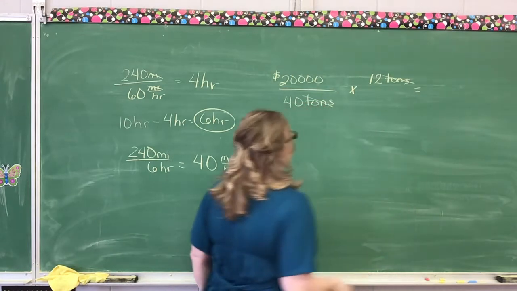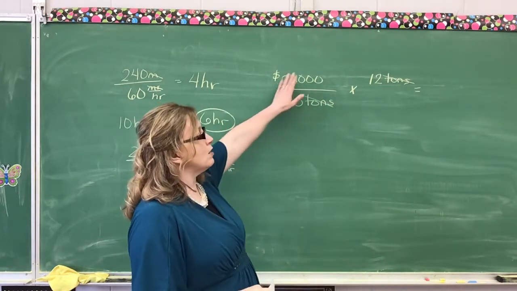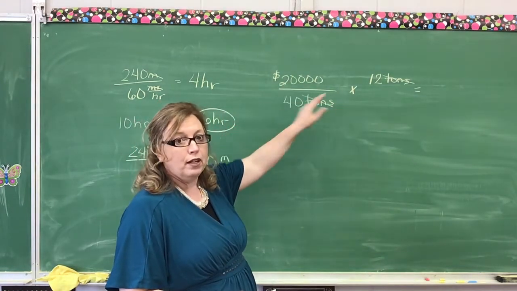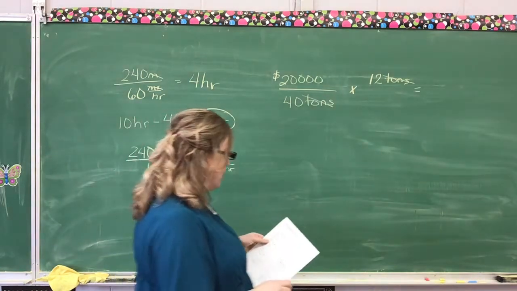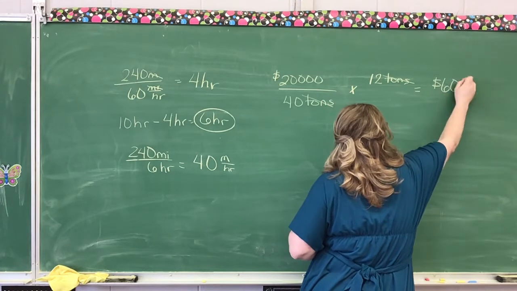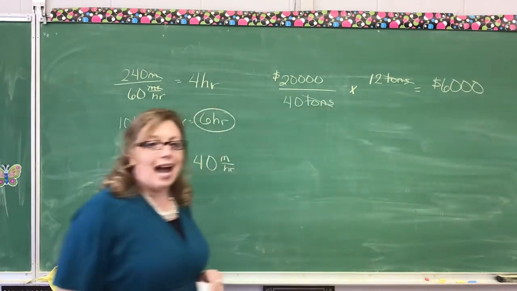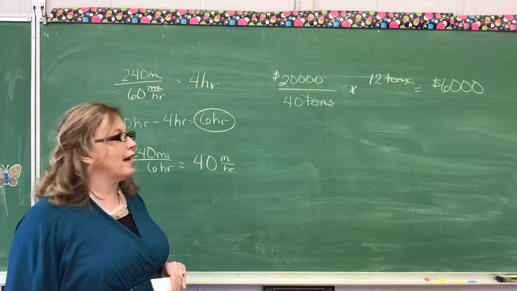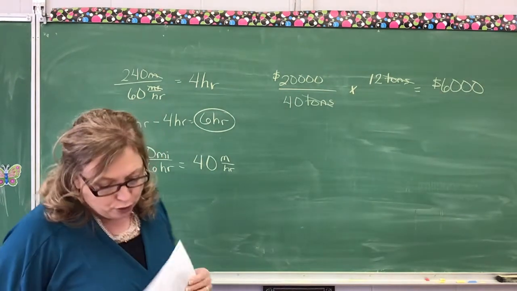So what are we going to do? We're going to say 20,000 times 12, and then we're going to divide by 40. When we do that, you should come up with $6,000 is what we're going to spend. Look at the next one, number 3.